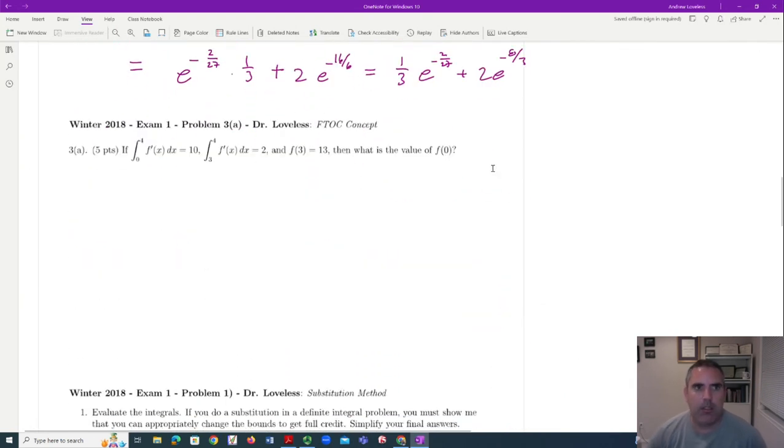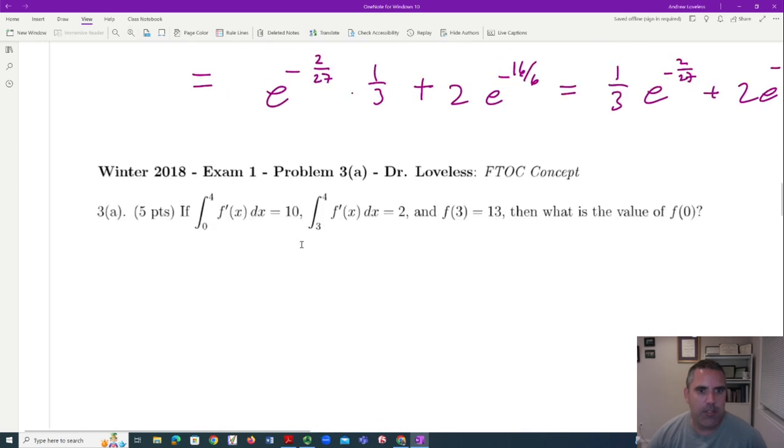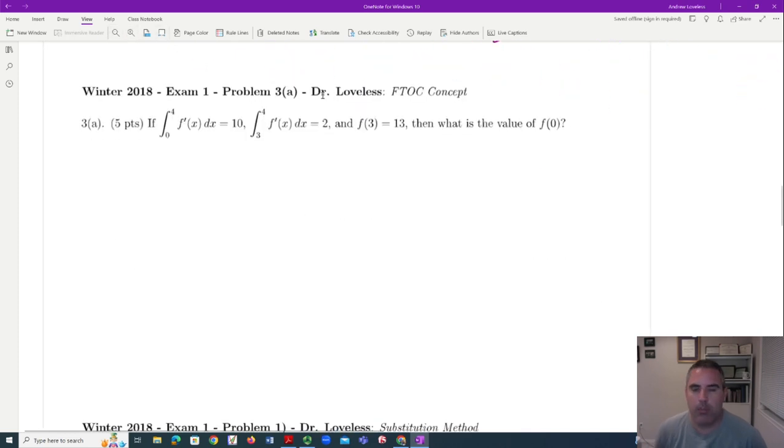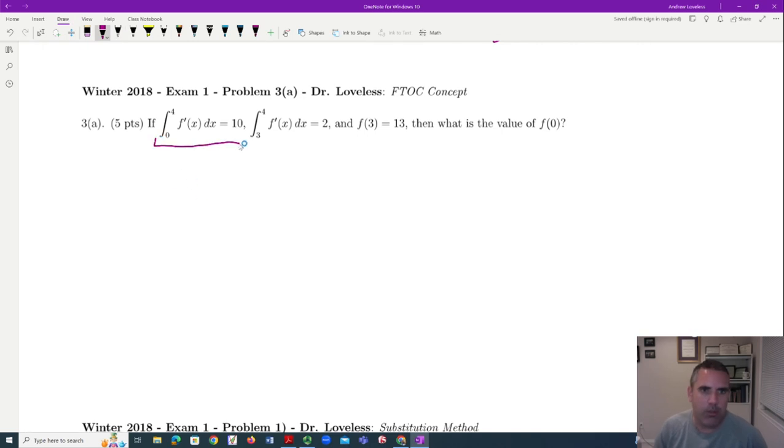Okay, we have a theory question. This is winter 2018. Let's see what happens. Here we go. So they tell us that the integral from 0 to 4 is 10. The integral from 3 to 4 is 2. And the value at 3 is 13. What is the value at 0? So several things. It's a little bit of a puzzle, but the main tools you would have here is the following.